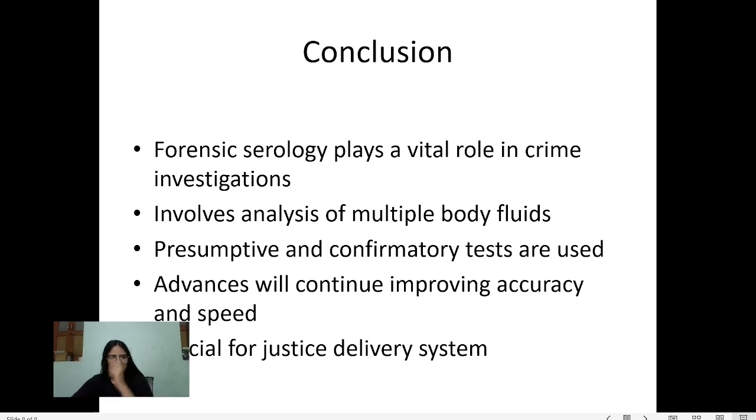Now presumptive tests and confirmatory tests are also used in identifying and detecting the body fluids, which you will be learning with me in the next videos, right? So the advances will continue improving accuracy and speed. Much more development is expected in the forensic serological field very soon. More developments mean more amplification, more reliability and more speed, right? So this is crucial for the justice delivery system.